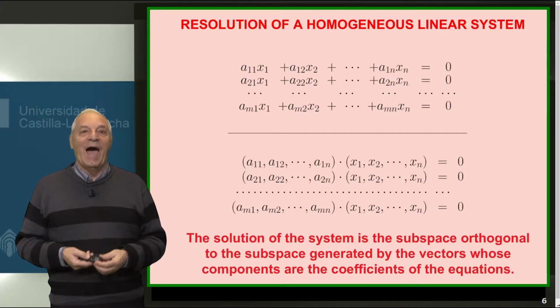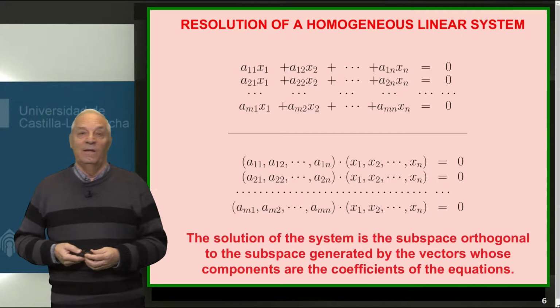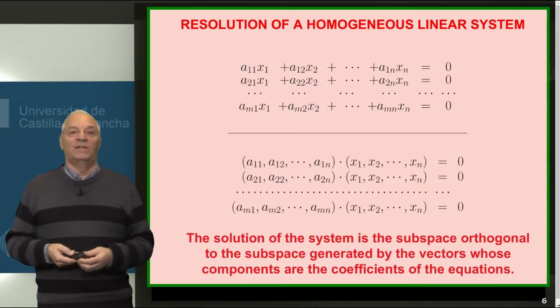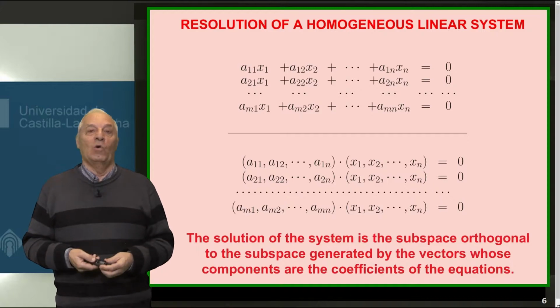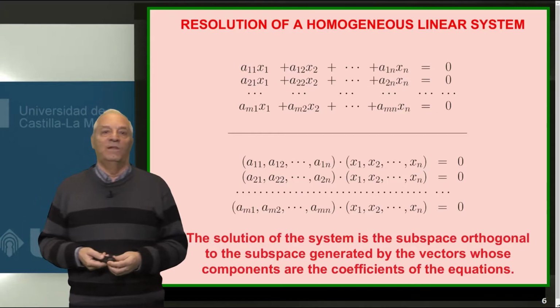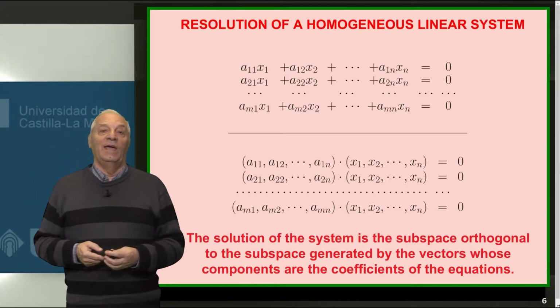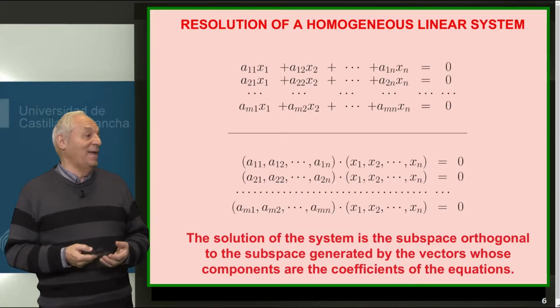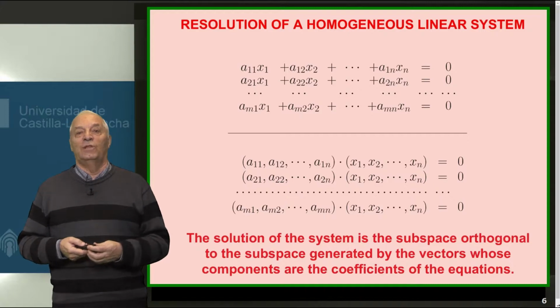What it is saying is that we are looking for a vector of unknowns x1, x2, xn, perpendicular to all row vectors of the coefficients. That is, the solution of this system is the subspace orthogonal to the subspace generated by the row vectors of the coefficients of the system of equations. So, notice that this way of looking at the system immediately tells us how to solve it.